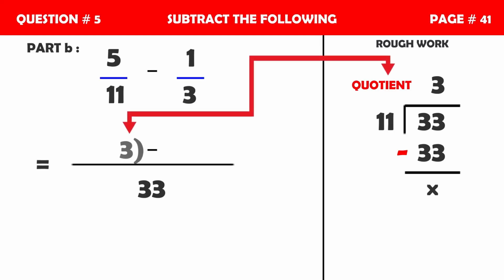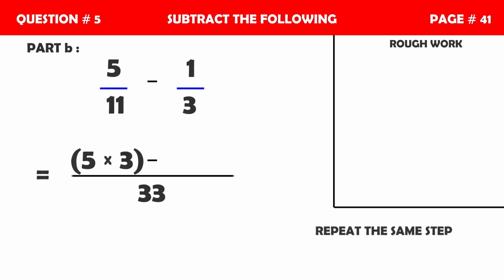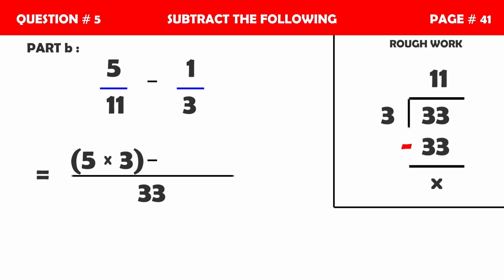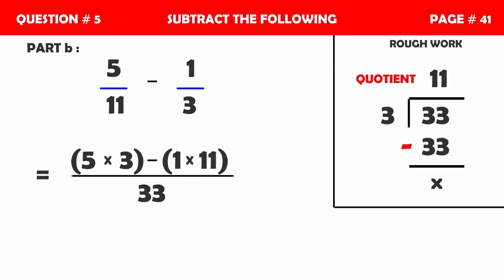Multiply 3 with the numerator 5. We will do the same for the second fraction. We have to check what number multiplied by 3 gives us 33. As you know, the number is 11. You can also check it in the rough work. Now multiply the quotient with the numerator, that is 1. So what we did is 5 times 3 is 15 and 1 times 11 is 11.